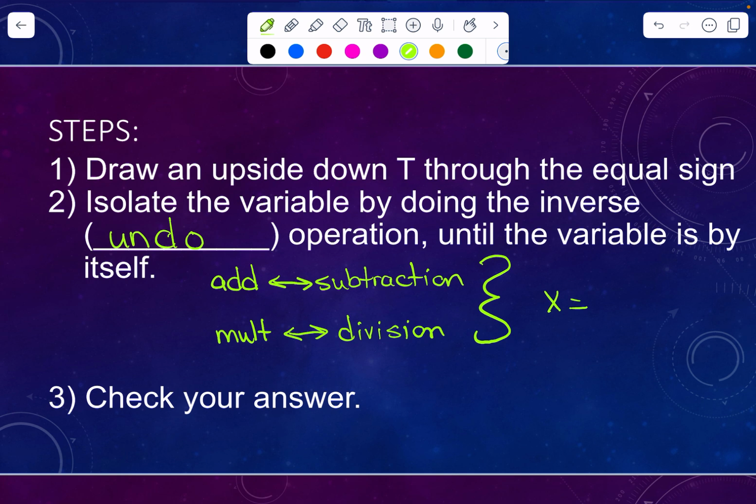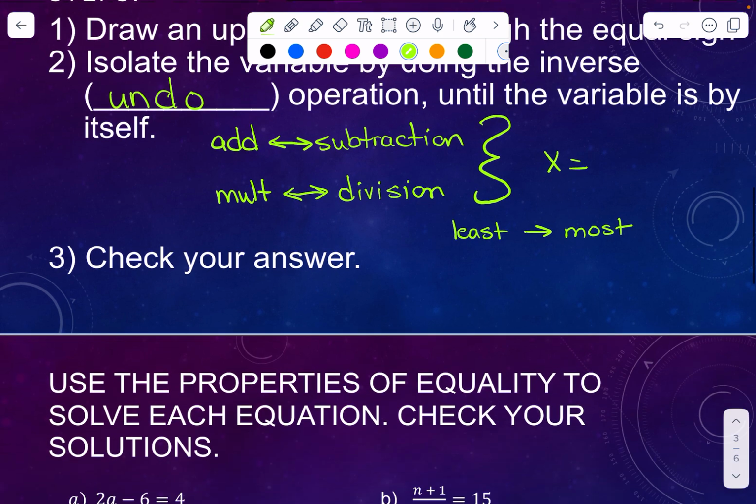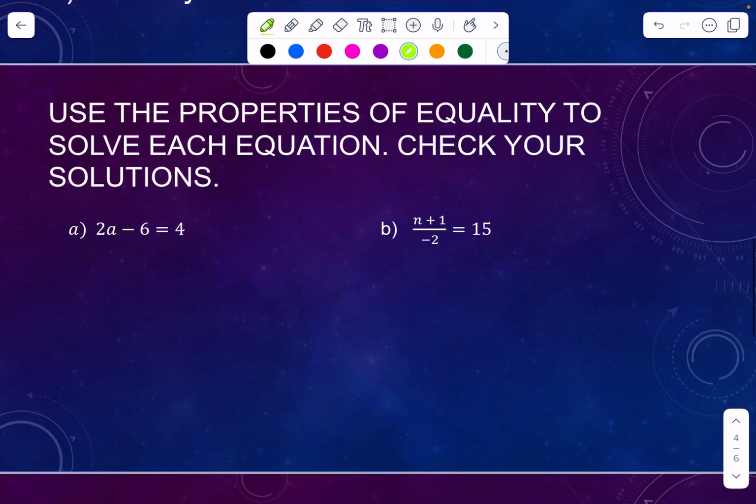Now, the other thing you've got to think about is go from the least connected to the variable to the most connected to the variable. Okay, think back to order of operations. If that was an order of operations problem, what would we do first? What would we do second? And then work backwards off of that. Okay, and then we're going to check your answers. All right, so let's try this then.